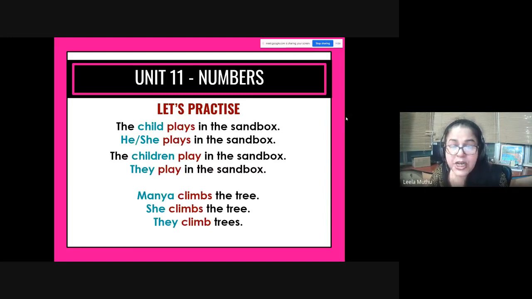Okay? The child plays in the sandbox. Plays is a singular verb here because a singular subject is used. He or she plays. We're still talking about one subject in the sandbox. Now let's say we take many children. The children play in the sandbox. The children jump in the sandbox. The children cry when they get frightened. The children are happy. Okay, so they play in the sandbox. So play is the plural verb used in the sentence. Mania climbs the tree. She climbs the tree, but they climb trees. S is removed because S is always used when the subject is single in the simple present. Understood?